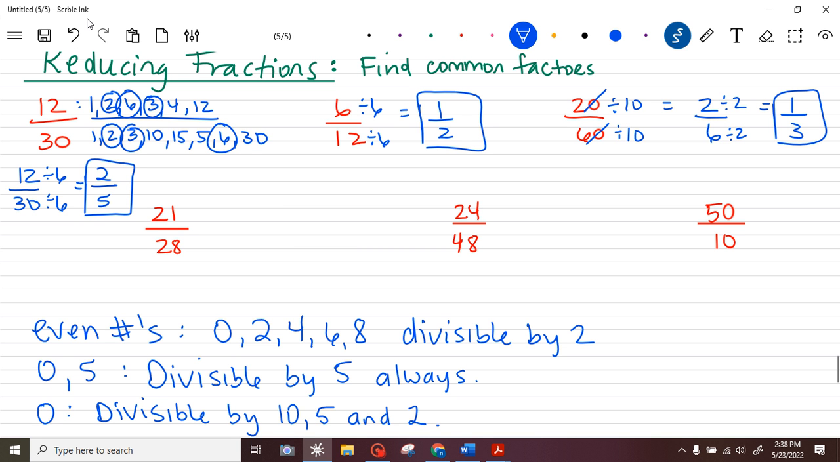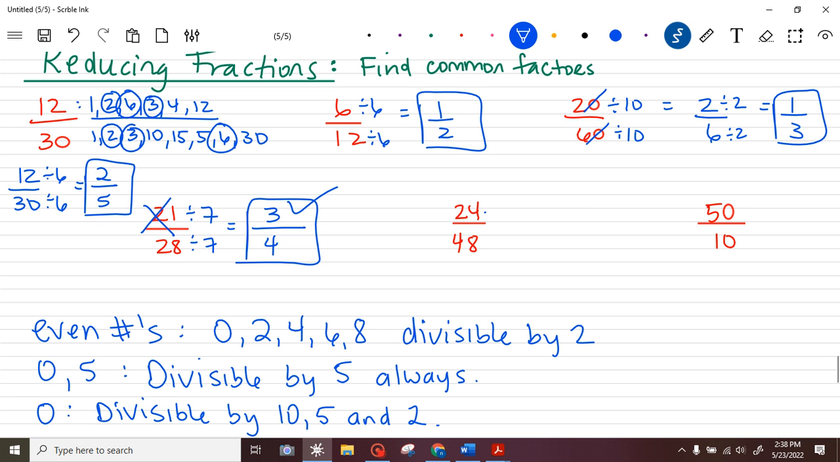21 and 28, they share a 7. So if we divide a 7 out of both the top and the bottom, you'll have 3 over 4 in the last step, reduced. So 21 over 28 will get marked wrong, but 3/4 will get marked correct. And it's the same value, just represented differently. So you always have to reduce, you always have to reduce, you always have to reduce.